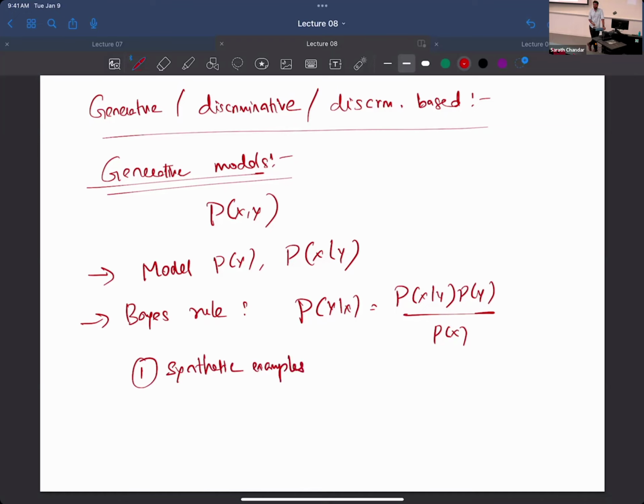From a generative model. So can someone explain how you would generate synthetic examples if you have access to P of y and P of x given y? So how would you generate synthetic examples from a generative model? Anyone?